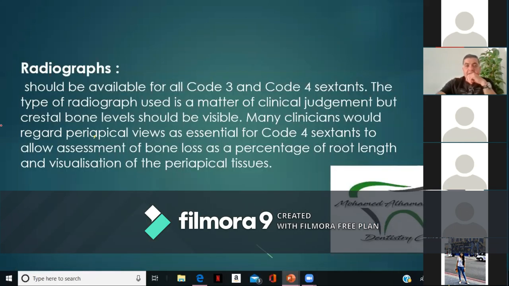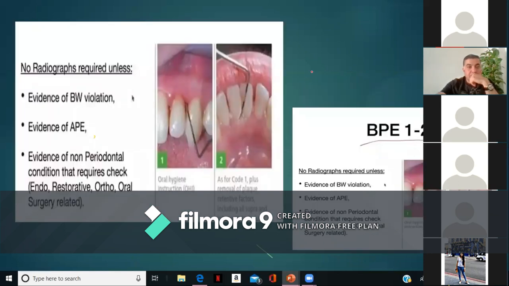Now, as you are aware, for code 3, as we said, we need X-ray. For code 4, we need X-ray. Because at code 3 and code 4, we notice that there is pocketing, there is bone resorption, and we need to assess the bone resorption in X-ray. So code 3 and code 4 need X-ray. Furcation as well needs X-ray.